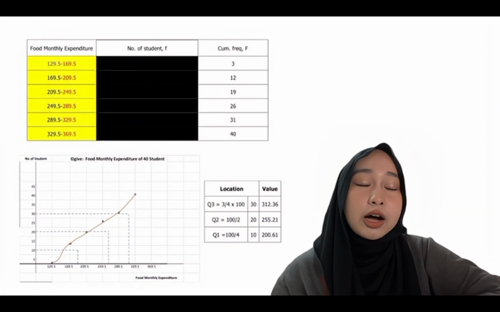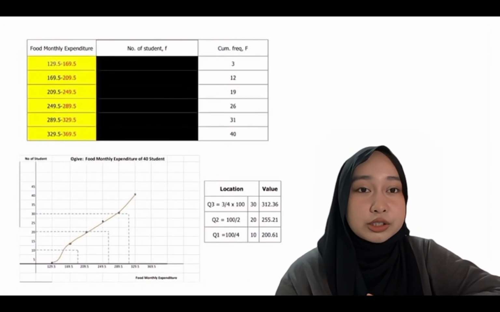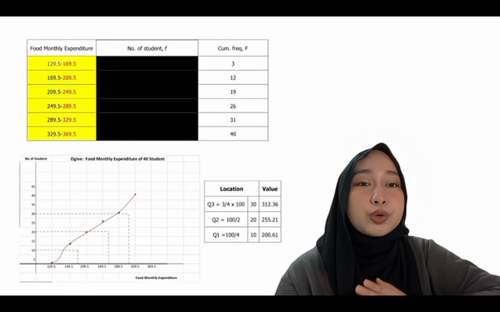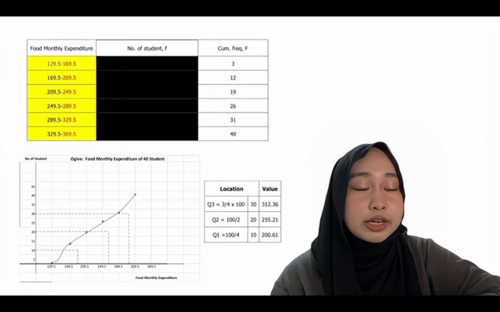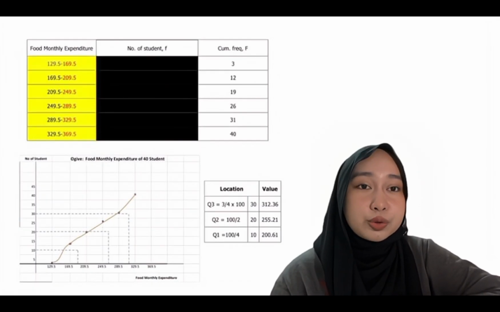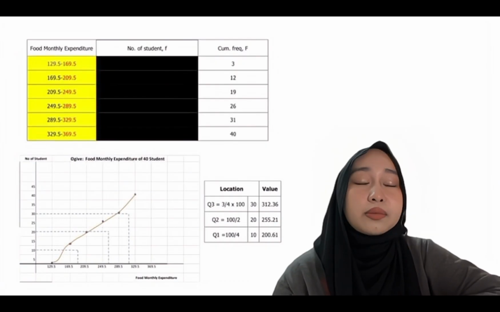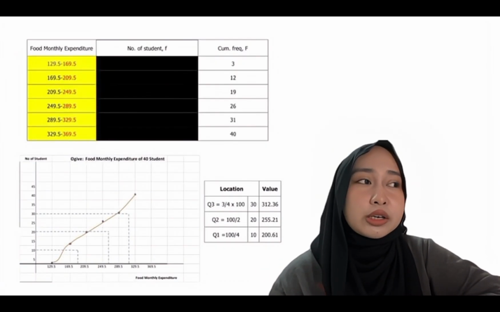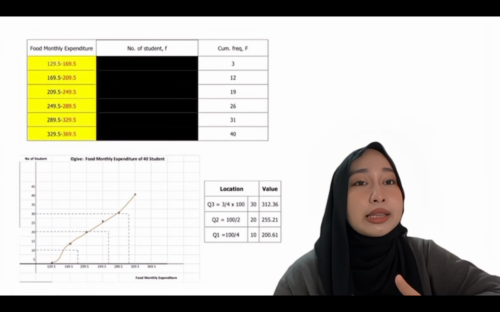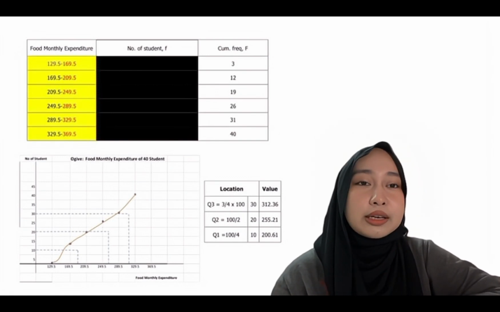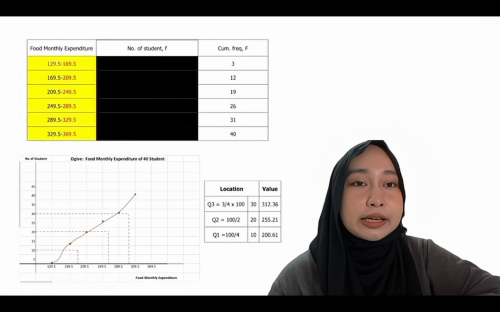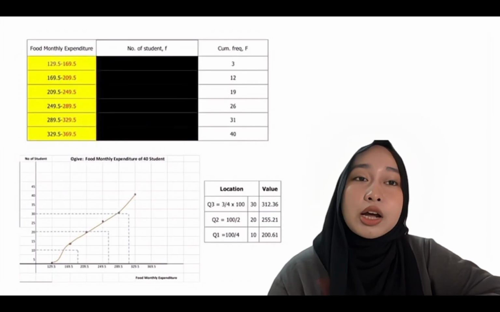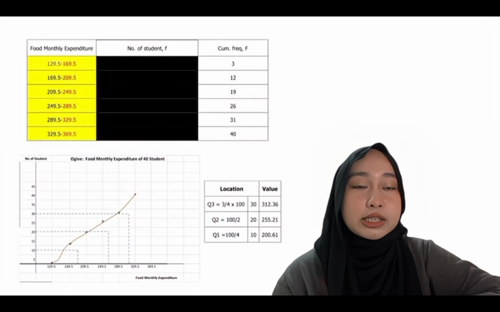The quartiles are: quartile 1 is 200 Ringgit 61 cents, quartile 2, which is the median, is 255 Ringgit 21 cents, and quartile 3 is 312 Ringgit 36 cents. Based on the OGIF, we can see that 30 students spend more than 285 Ringgit 50 cents monthly. Meanwhile, no students spend less than 129 Ringgit 50 cents. This data helps identify spending patterns among students, especially those with higher or lower food expenses.